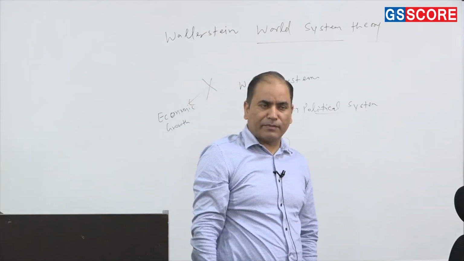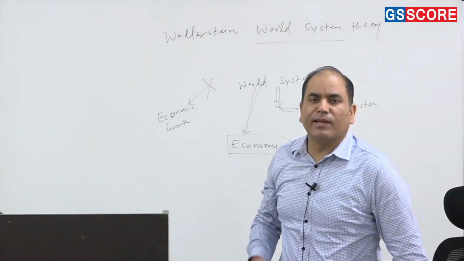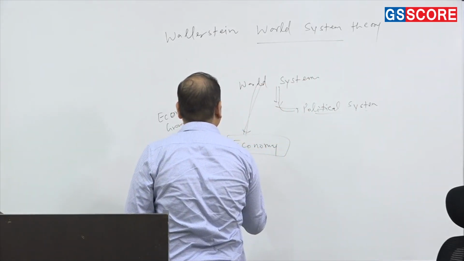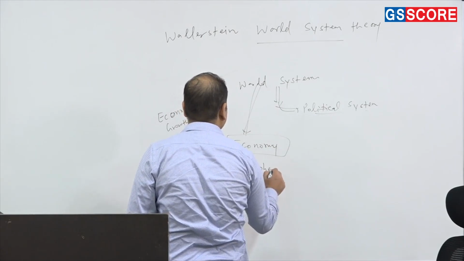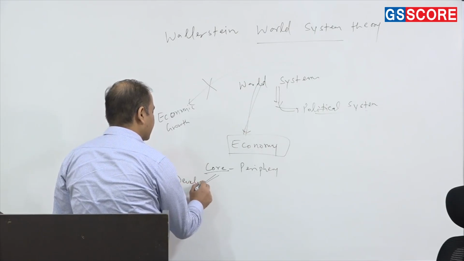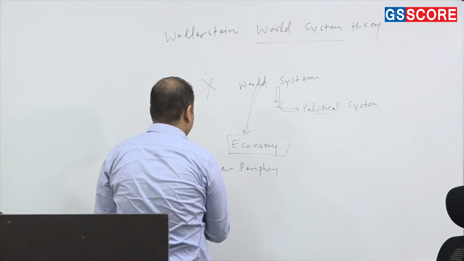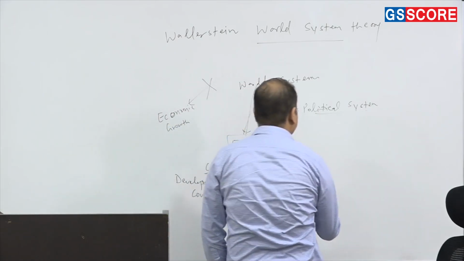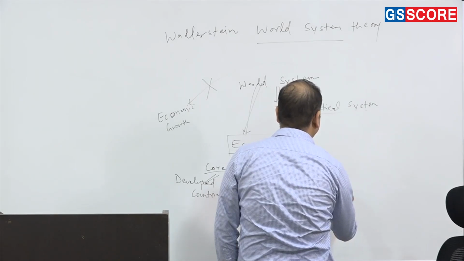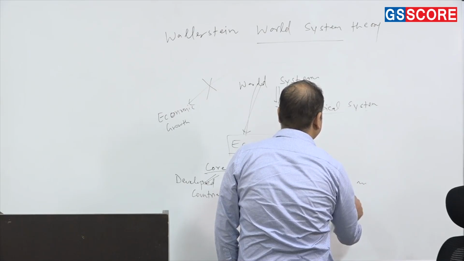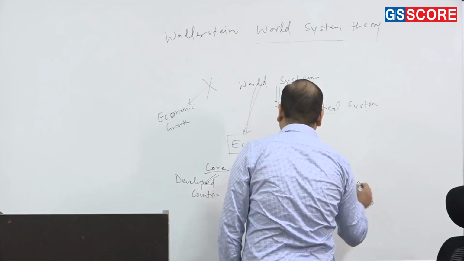World system is economy. Then he has almost taken the same line of core and periphery, and in the core periphery he considered the core to be the developed part. So the developed countries of the world happen to be the core. The periphery happens to be the developing countries, poor countries. Developing and poor countries.